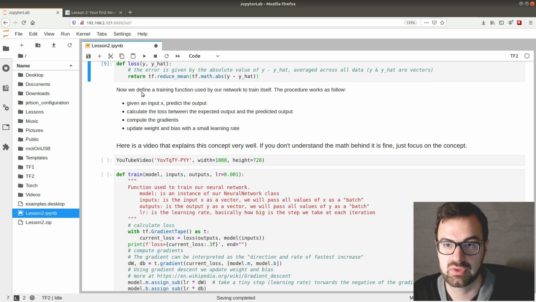Now we define a training function used by our network to train itself. The procedure works as follows. Given an input x, we predict the output. Then we calculate the loss between the expected output and the predicted output. We compute the gradients, and we update weight and bias with a small learning rate. Now, this might sound like a lot together. So I also put a video that explains this concept very well. If you don't understand the math behind it, that's fine. Just focus on the concept.